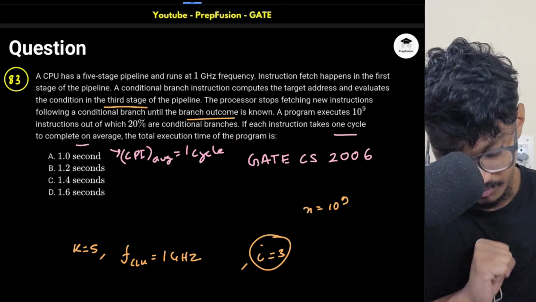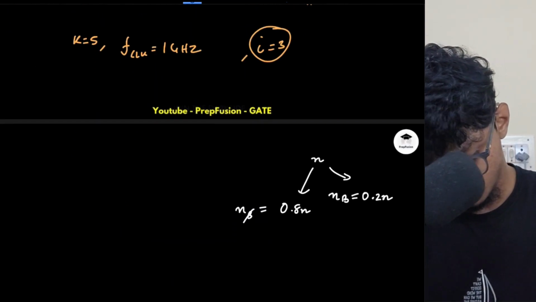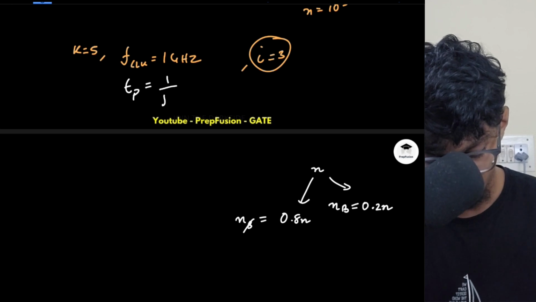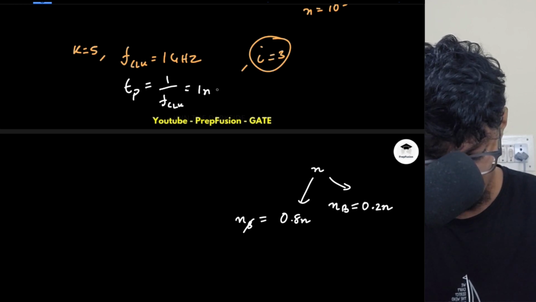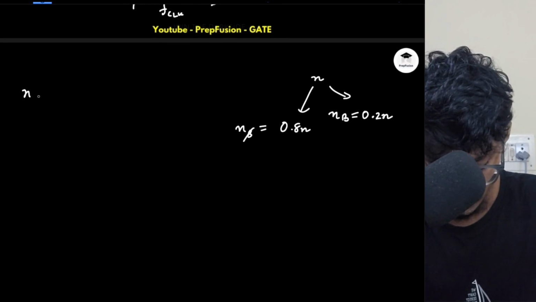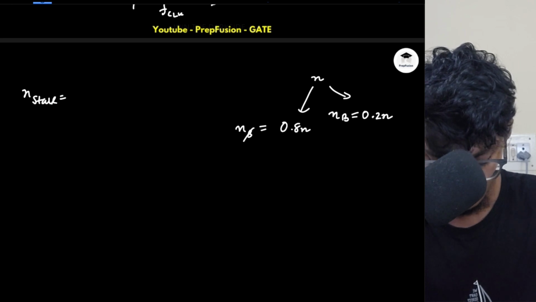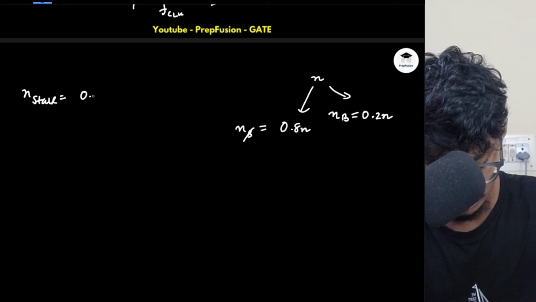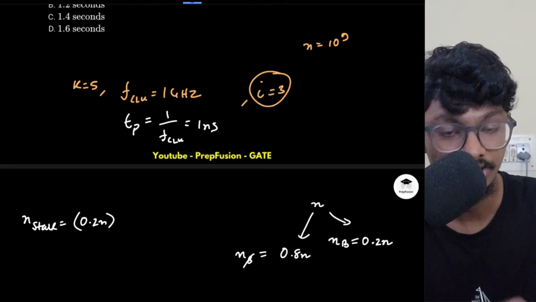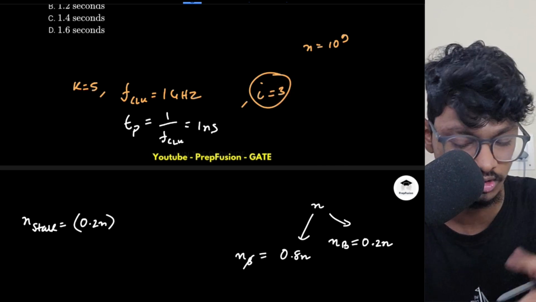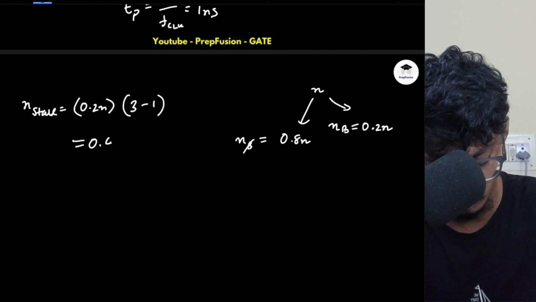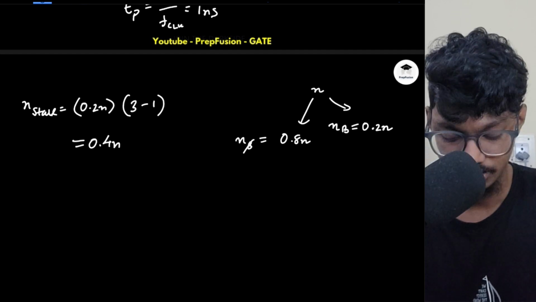What will be the total execution time of the program? They have given me f clock, right? From this, I will be able to find my cycle time, TP. TP will be 1 by f clock, which is 1 nanosecond. Okay. So I know how many stalls I needed to provide. I have branch instructions: 0.2n are branch instructions, right? And each branch instruction will cause I minus 1 stall cycles. So 2 extra stall cycles I have to provide for each branch instruction. So it will be 0.4n.